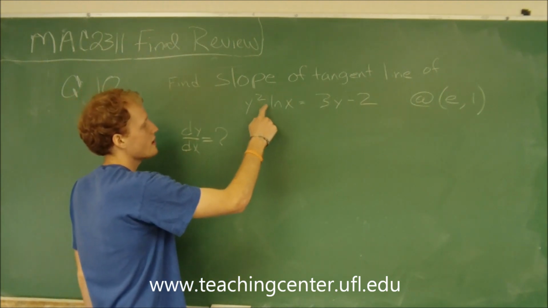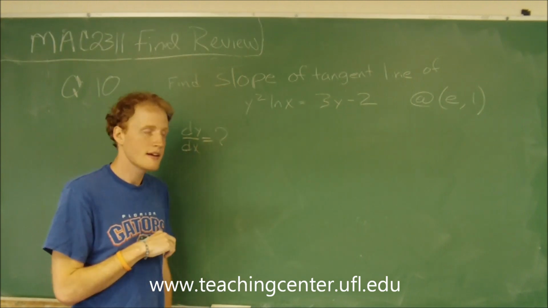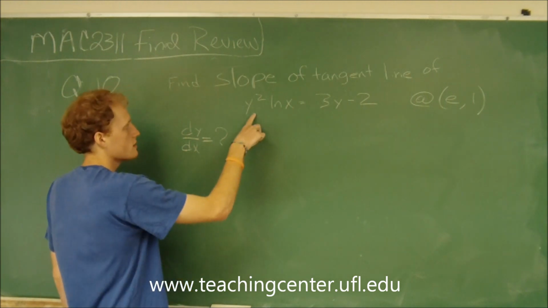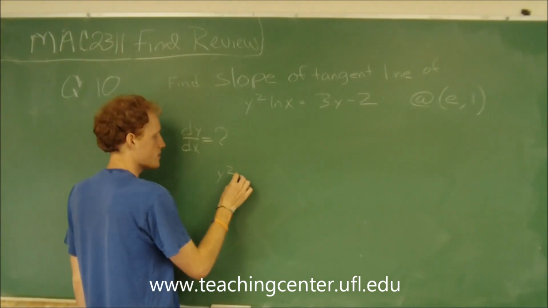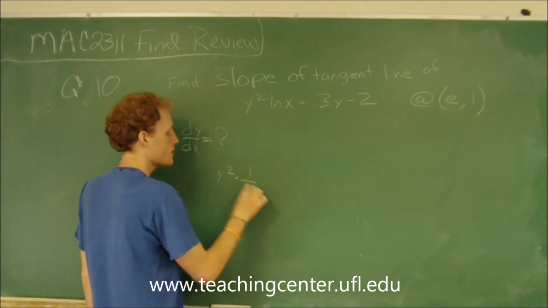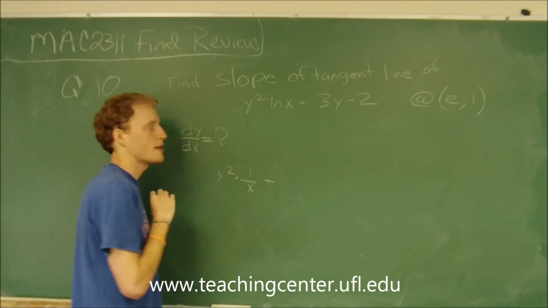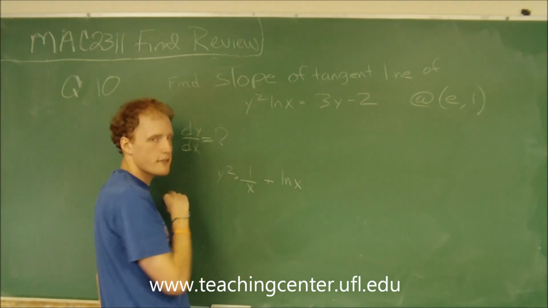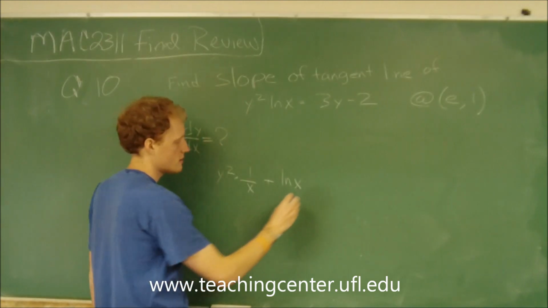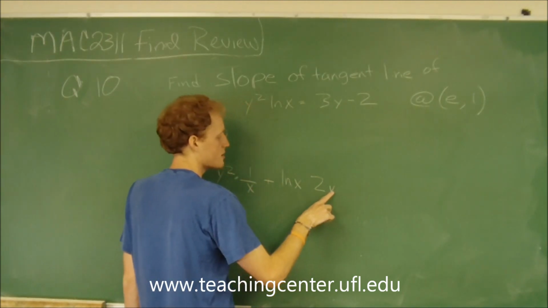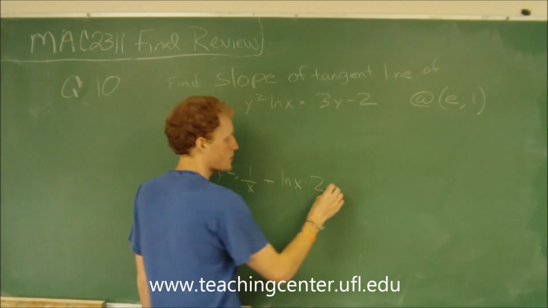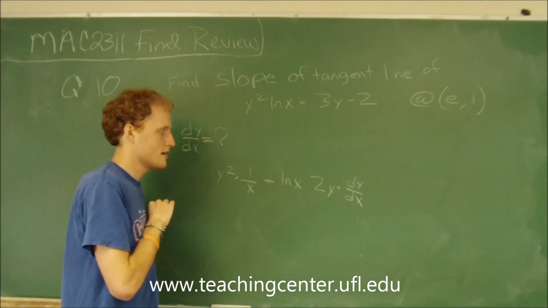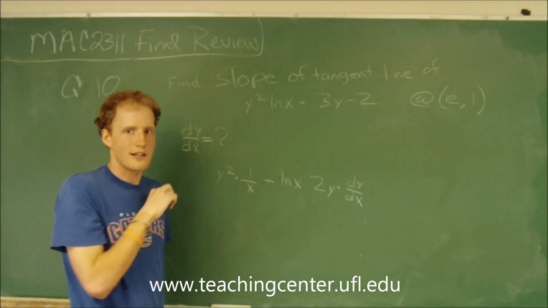So we have y squared times the natural log of x. That means function times function, so we use the product rule. The first times the derivative of the second, which is 1 over x. Then we add the second times the derivative of the first. The derivative of the first is 2y, but since we have this y term, we have to multiply it by dy over dx. So that would be the full derivative for y squared.